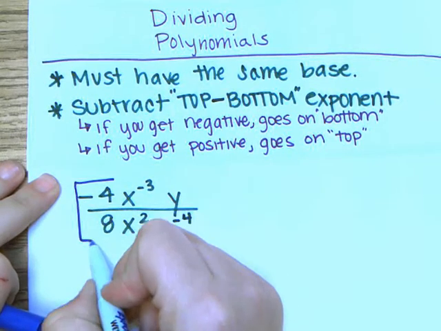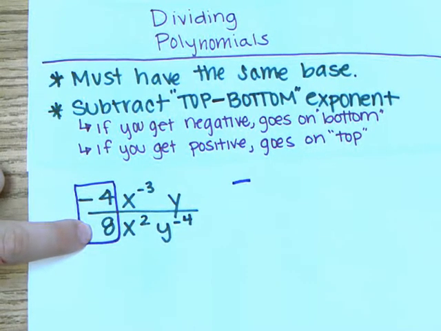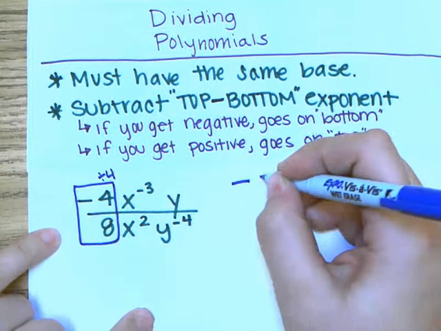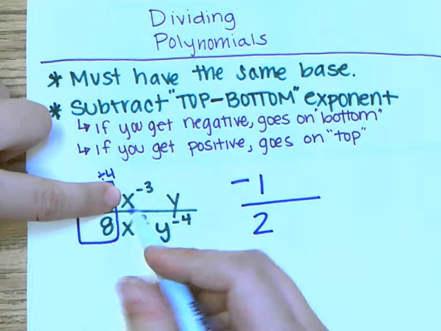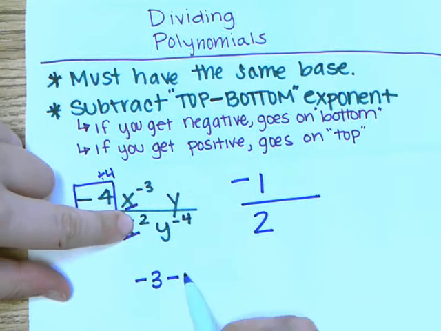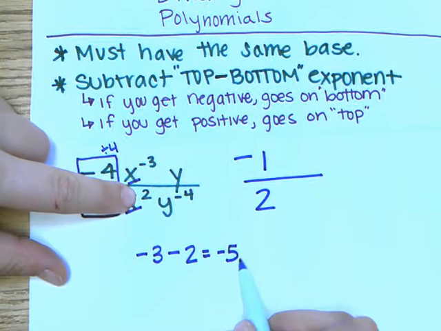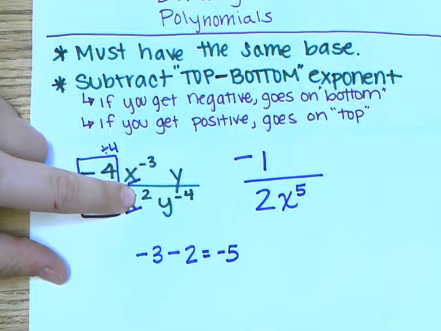Okay, let's go ahead and take a look at another one like that. Let's take a look at this one. So same thing, the -4 and the 8 are just coefficients, so we're going to simplify them just like normal. So negative divided by a positive is a negative, and 4/8 can be divided both by 4. And then these have the same bases, so we're going to take the top minus the bottom, the numerator minus the denominator.